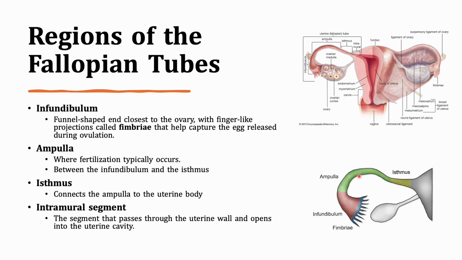Then we have the ampulla, which is right here. I think of the ampulla like the armpit. So ampulla, that's where fertilization actually occurs. And that's the space between the infundibulum, so that funnel shaped, and the isthmus. The isthmus is what actually connects the ampulla to the uterine body. And then we have the intramural segment, which I will show you better on the next slide, but this is the intramural segment right here, so it's after the isthmus. And that's the segment that passes through the uterine wall and opens into the actual uterine cavity.